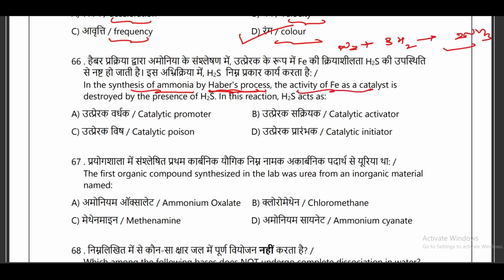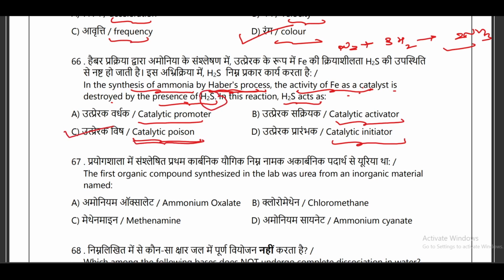catalyst, so Fe is used as a catalyst, is destroyed. Activity of the catalyst is destroyed by the presence of H2S. In this reaction, H2S acts as catalytic promoter, catalytic activator, catalytic poison, or catalytic initiator. So obviously catalytic activity is decreased, it means that this H2S acts as a catalytic poison. So C option is the correct answer in this case.